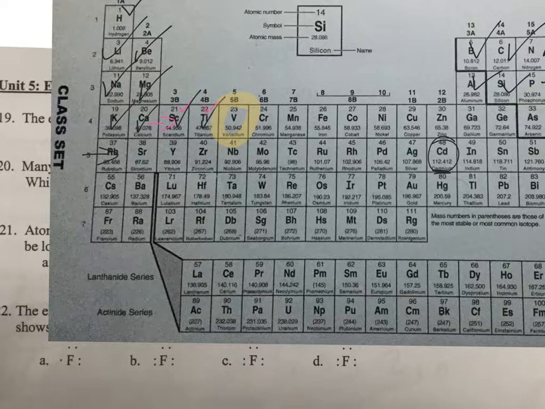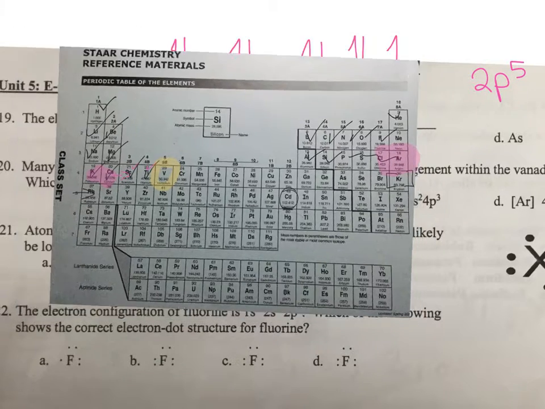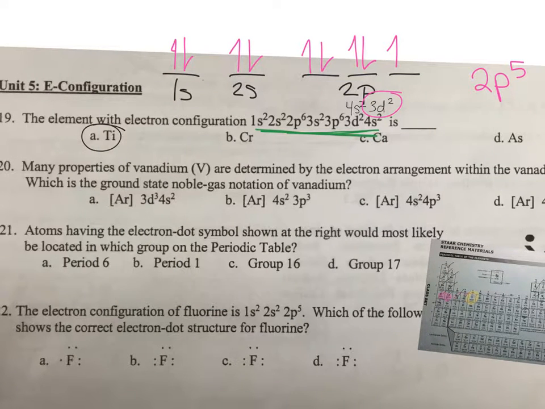All right, so we're looking for vanadium, and when you're doing your noble gas, we're going to go up a row. We're going to put argon in the brackets, and then we're going to start here. So argon in the brackets, and then we go 4s2, 3d, what? 3. Good. So your answer is this one. Remember, once again, it's just written in AP form.